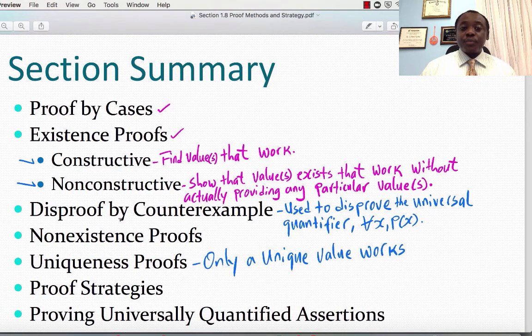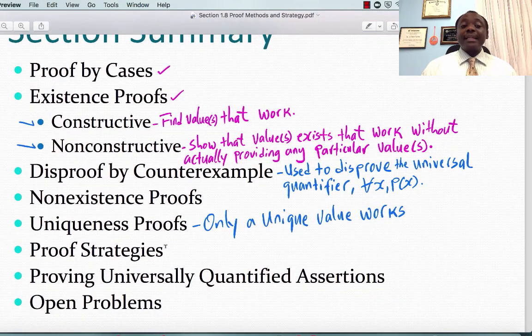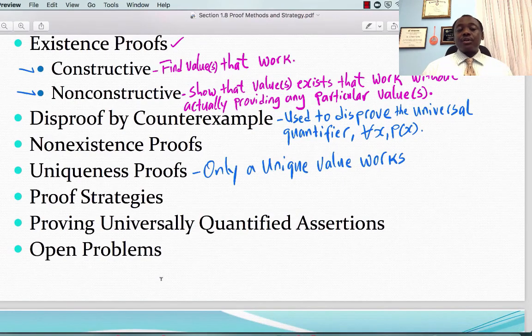And then disprove by counterexamples. We would use that to disprove universal quantifiers, for every x, P of x is true. And then non-existence proofs, uniqueness proofs. In other words, we will show that only one unique value would work. The value that works is unique. And then some proof strategies and proving universally quantified assertions. And then we'll discuss the concept of open problems.